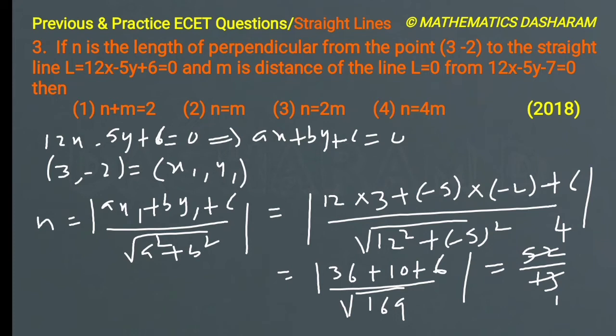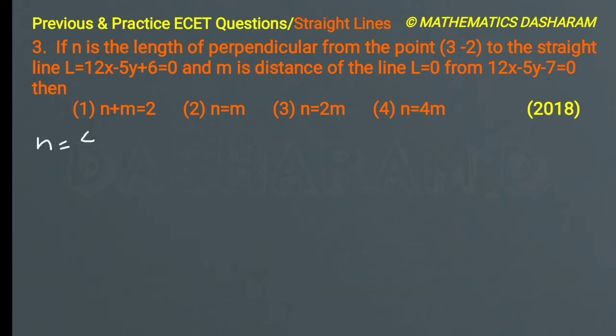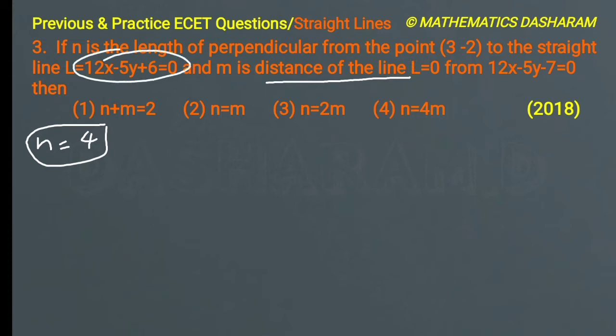So finally, the n value equals how much? N value is 4. Next, to find out the m value. M is the distance of the line L equals 0, L equals 0 means this one. So observe the two lines. Here the x coefficient is the same and the y coefficient is the same. So that means these two equations are parallel lines.